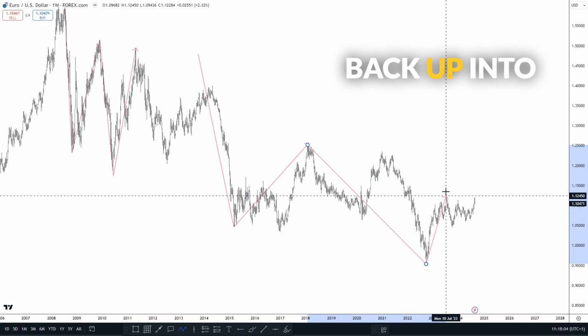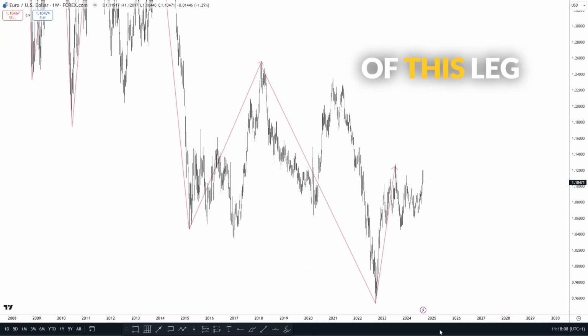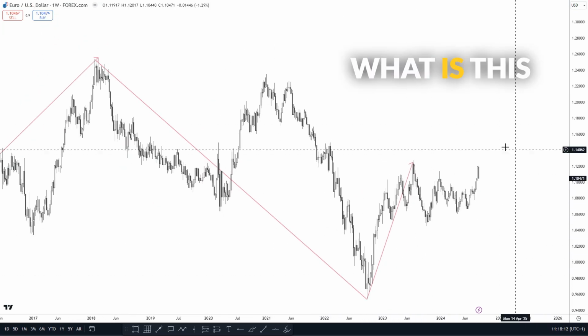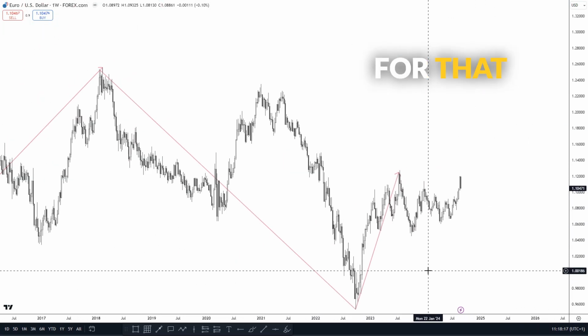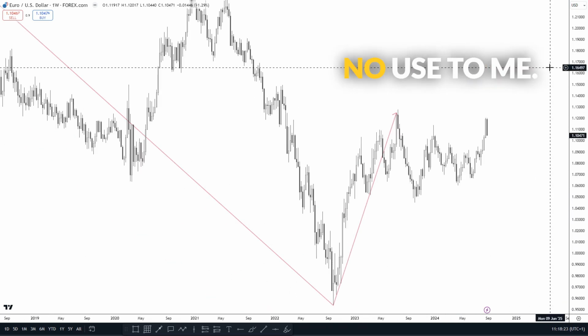Now we pull back up into the premium of this leg or this swing range, and we're probably getting reactions here. What is this doing for me when I'm just trading on the 15-minute intraday, looking for that couple of R? Nothing. Really nothing. A bias is of no use to me.